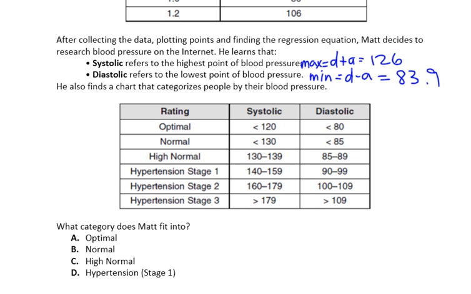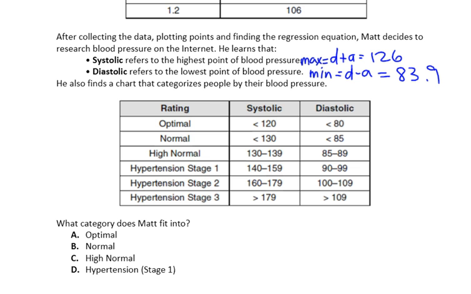Okay. So after collecting the data, plotting, and finding the regression equation, Matt decides to research blood pressure on the internet. He learns that systolic refers to the highest point of blood pressure, and diastolic refers to the lowest point. So what category does Matt fit into? So his highest is 126. Is he less than 120? No. He's 126. So he would be less than 130. Okay, and he's less than 85. So he would be normal. Yay. That's a good thing.